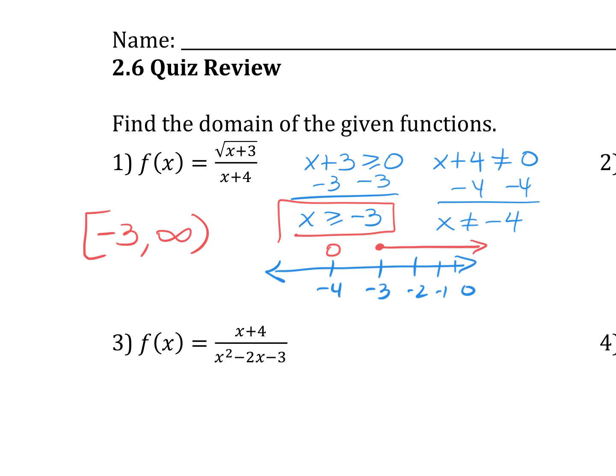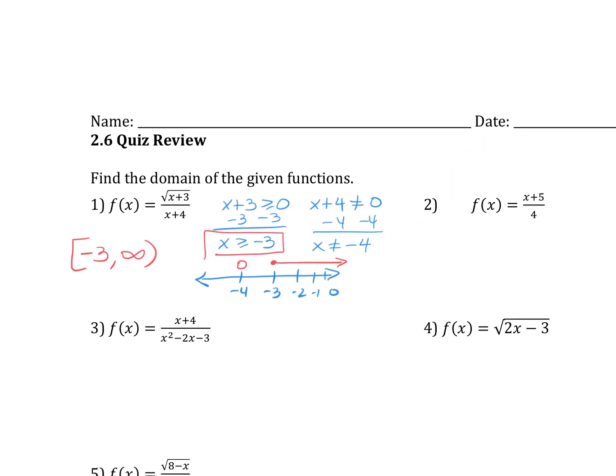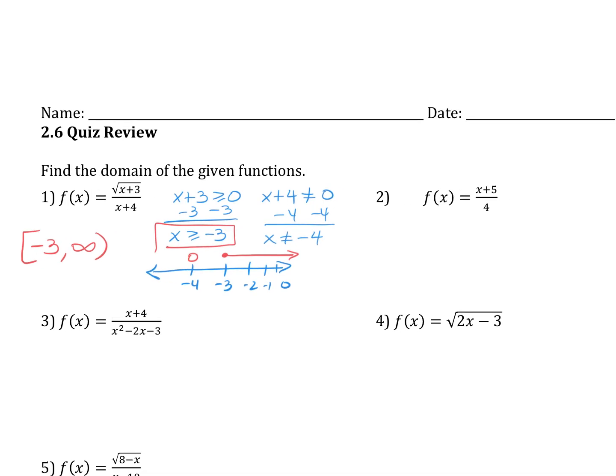For number 2, this one was similar to what I just showed you when I went over the rules. There is nothing to exclude here. There's no x value to plug in a number for, so this is all real numbers. Nothing to exclude from the all real number set.